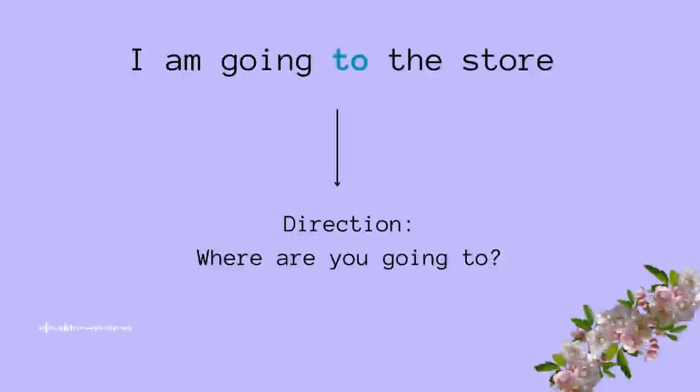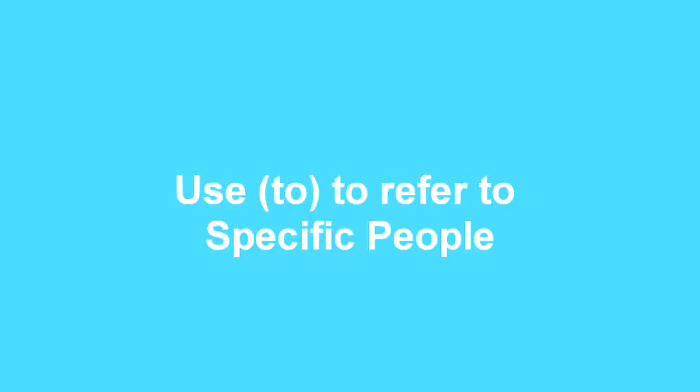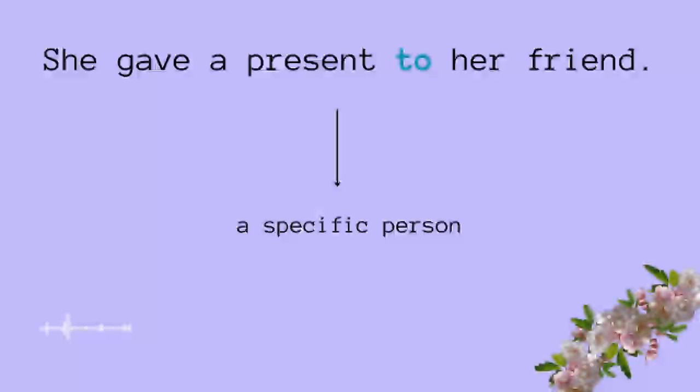Now let's look at another way. You can use to speak about specific people. As you see in here, she gave a present to her friend. So we are using to because she is speaking about her friend, a specific person. So when you speak about specific people, you need to use to.